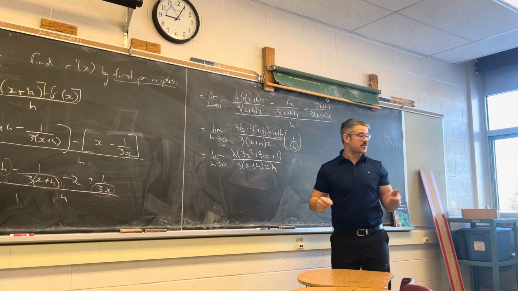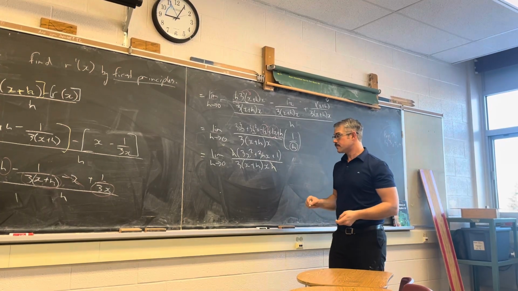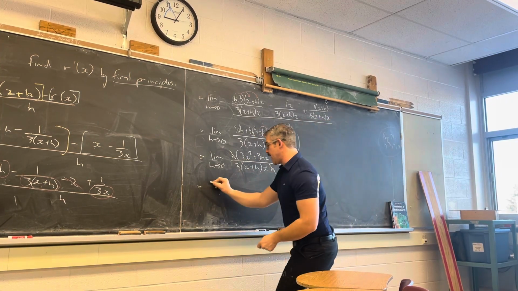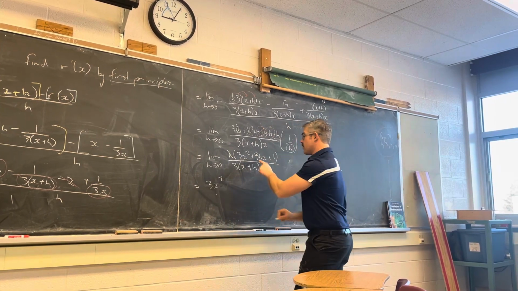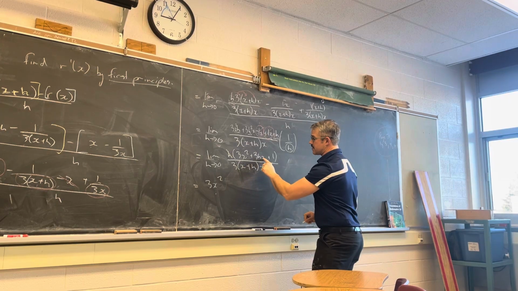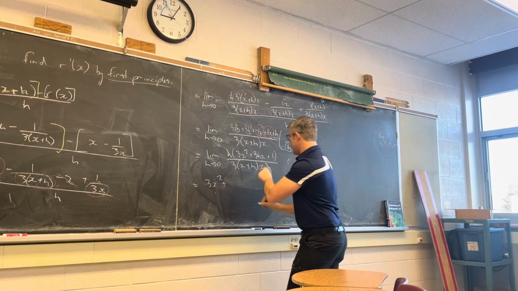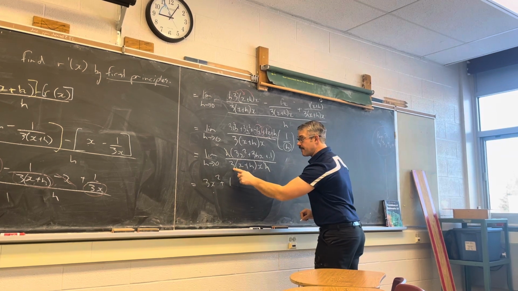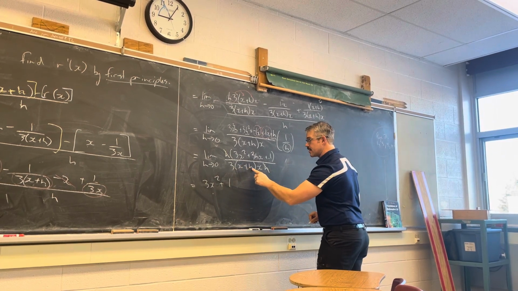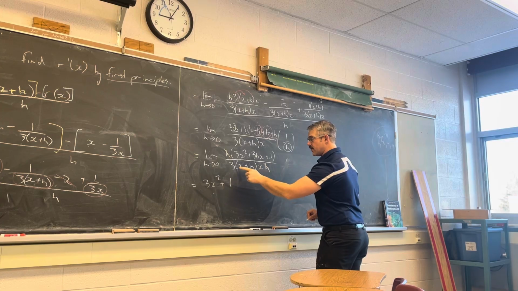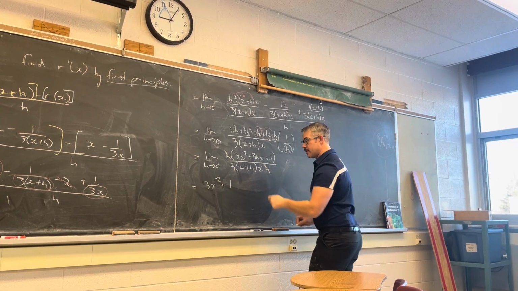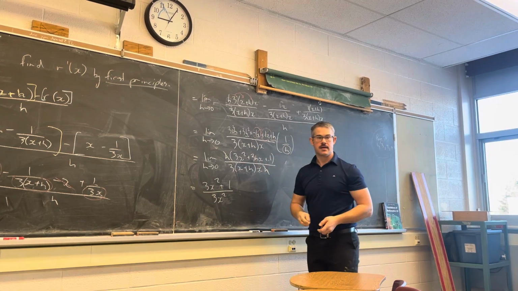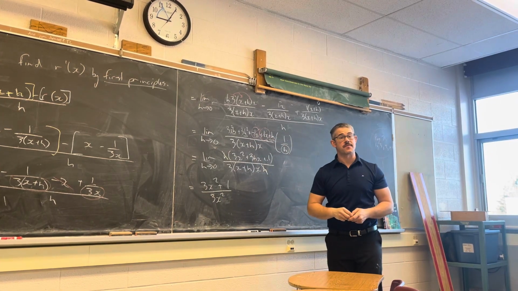So now I can substitute in h equals 0. In doing so, this term will still be 3x squared. This term will be 3 times 0 times x, or 0. And this term will still be 1. In the denominator, I'll have 3 times x plus 0 times x. Well, that's 3x squared. So this is the derivative from first principles.